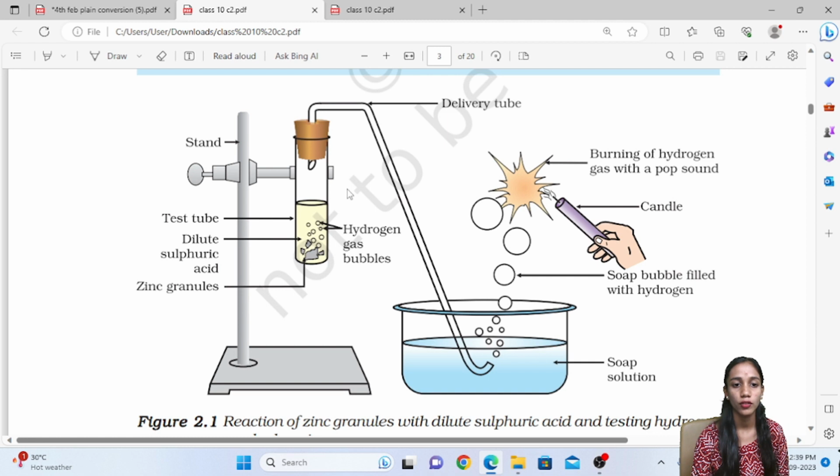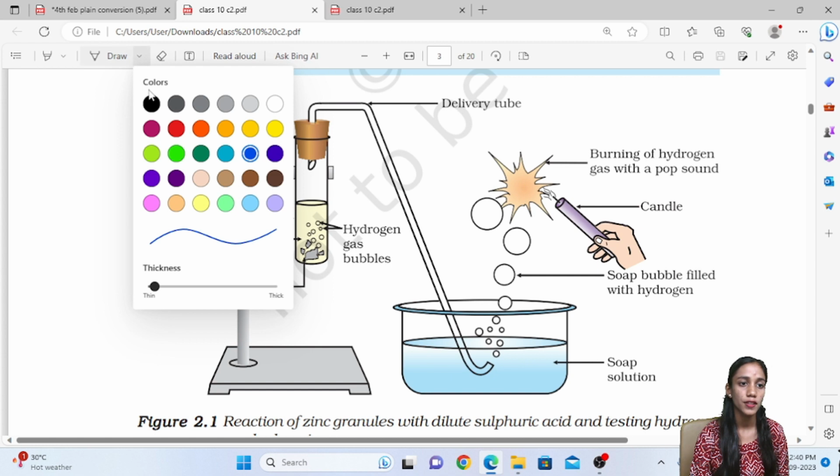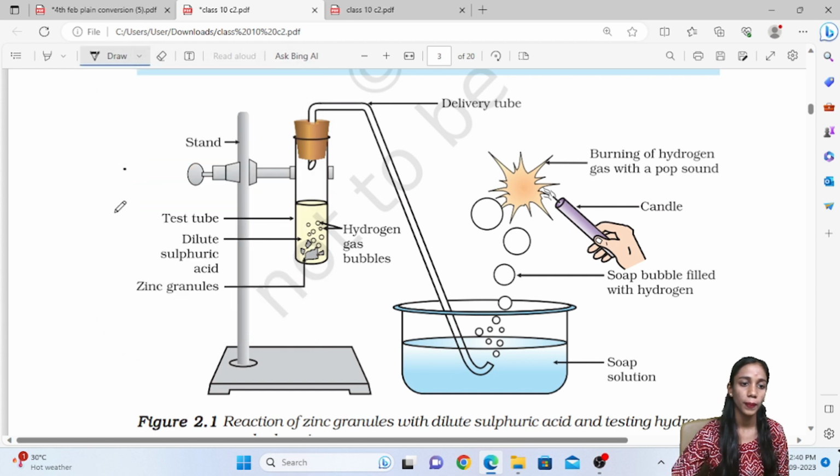In this picture we can first of all see that there is a stand, and to the stand a test tube is connected. In the test tube there are two things: dilute sulfuric acid, and they have put the zinc granules. So zinc is the metal and the acid is sulfuric acid, meaning H2SO4.